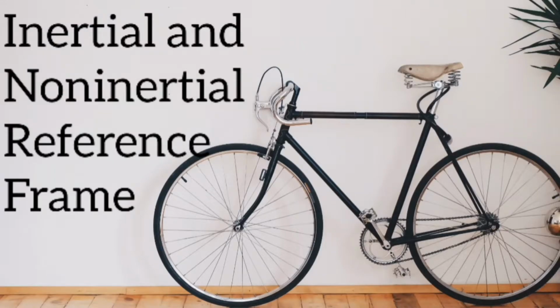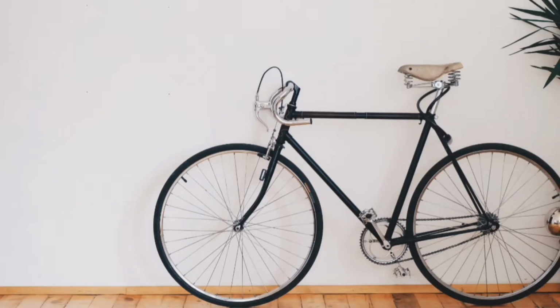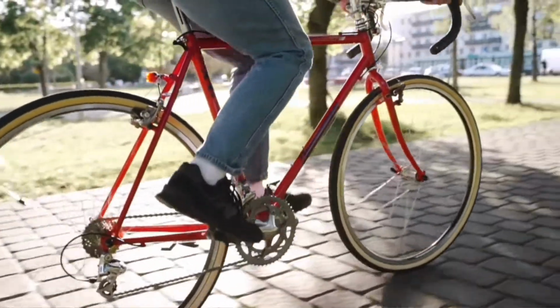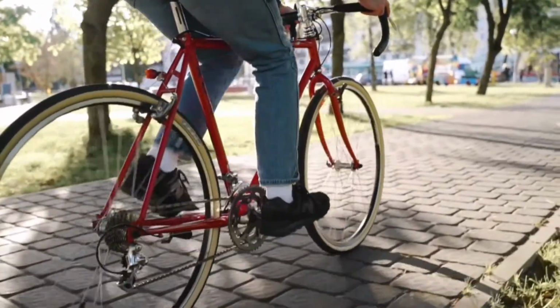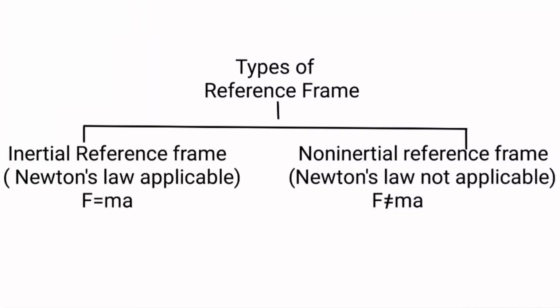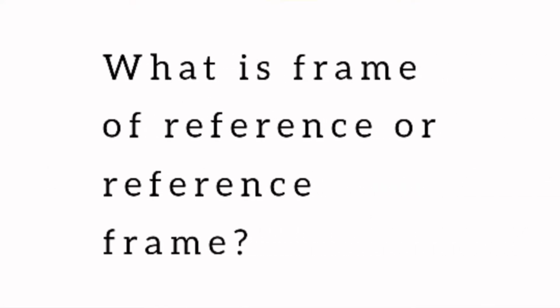Our topic is what is inertial and non-inertial frame of reference. The types of reference frame are inertial and non-inertial frames, depending upon whether Newton's laws are applicable or not applicable. Before studying about inertial and non-inertial reference frames, we have to know what a reference frame is.